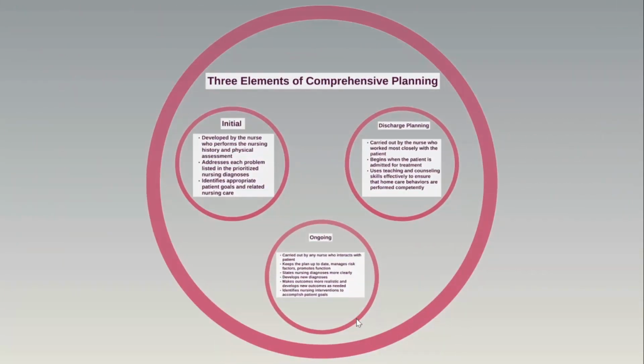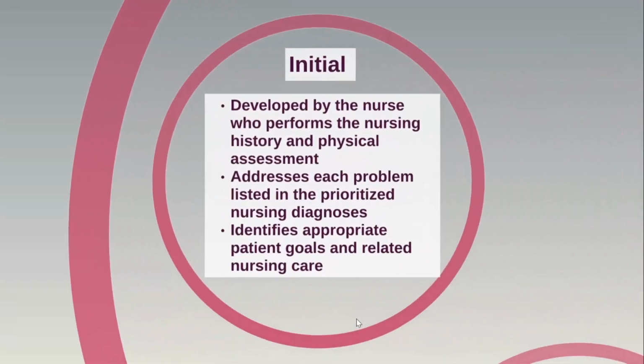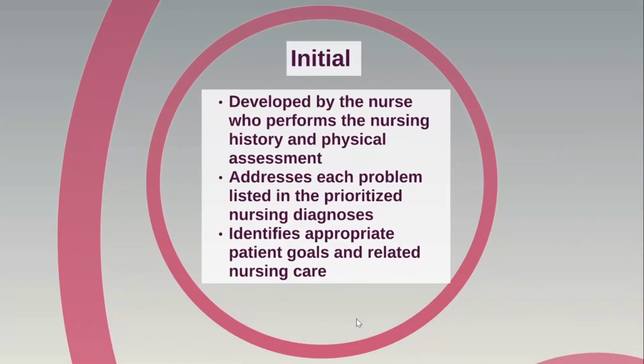There's three elements of comprehensive planning. The initial type is developed by the nurse who performs the nursing history and physical assessment. An easy way to remember the initial care plan is to just think about the nurse who's admitting the patient for the first time. When they come to the unit, you're going to do a health history and a physical assessment, and you're going to then determine problems that the patient has right then and there. You're then going to initiate the initial care plan for that patient.